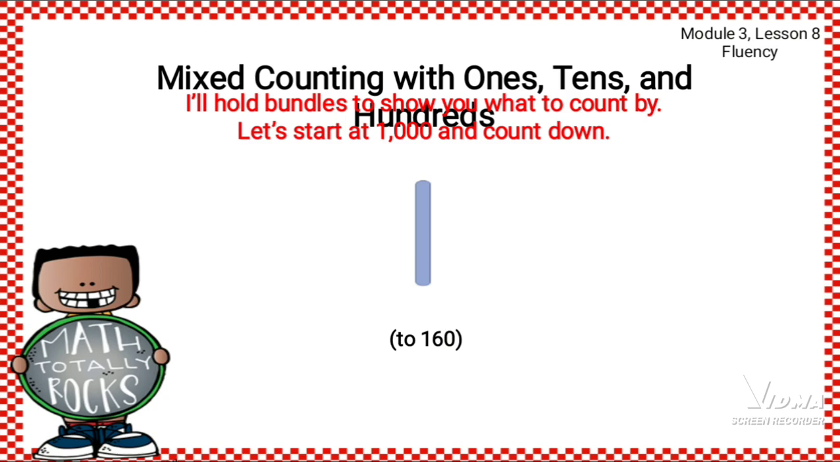Let's come with another bundle. So we are at 160. Let us count from 160 to 0 using tens. So we have 150, 140, 130, 120, 110, 100, 90, 80, 70, 60, 50, 40, 30, 20, 10, 0. A sound clap for yourself. You did very well. Well done.